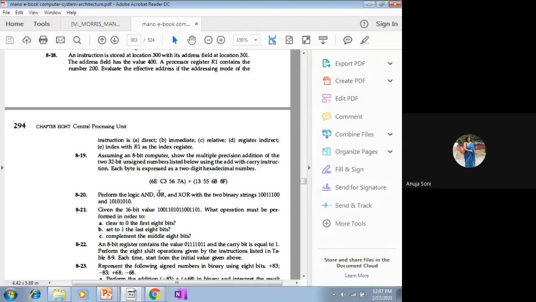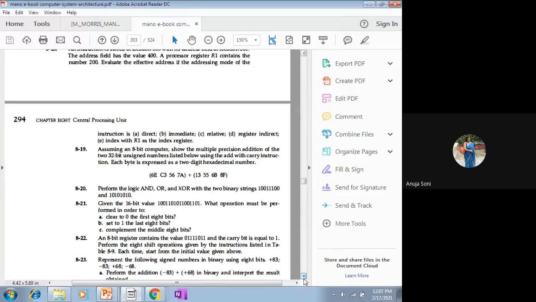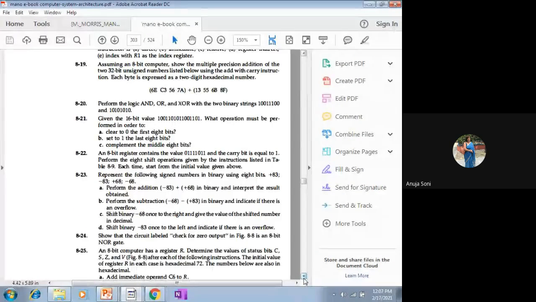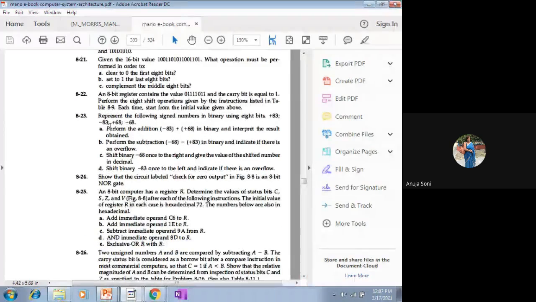Right? Question number 20 is basically what? Perform the logic AND, OR and XOR with the two binary strings. You are given two binary values, simply you have to find out their AND, OR and XOR. There is nothing in it. And afterwards, acha, this question is exactly similar to the question given in your third chapter. So you can solve question number 23, part A and part B. Only two parts, part A and part B. Just note it down. Sanjana or Ishika, whosoever is there, please note down all these questions and place them on the WhatsApp group.